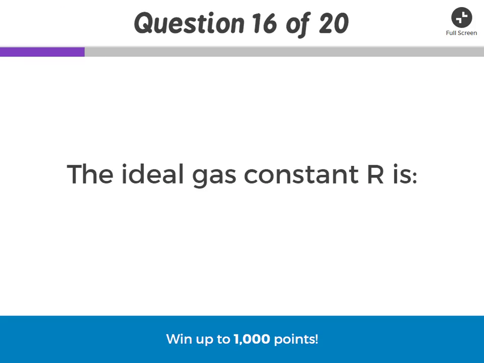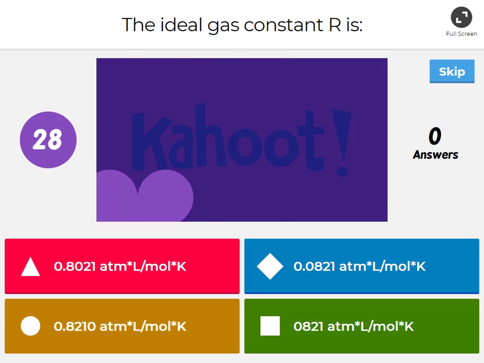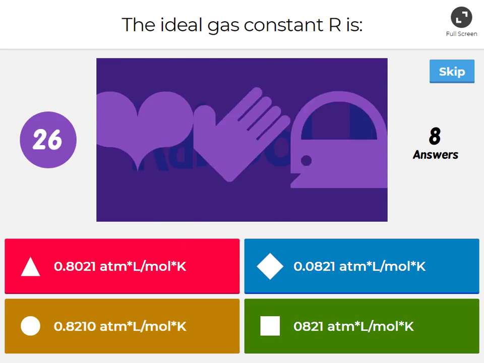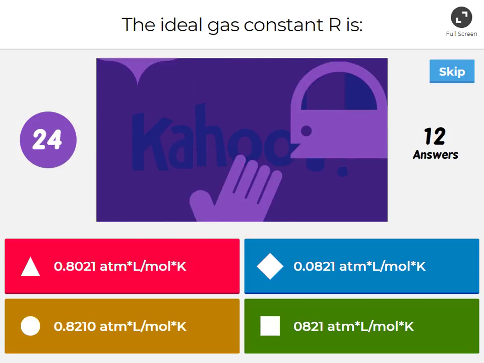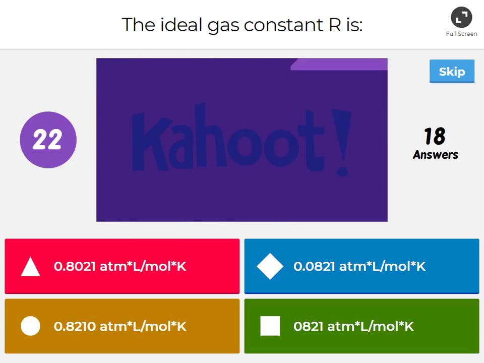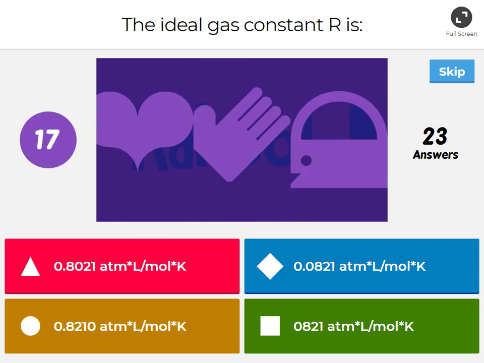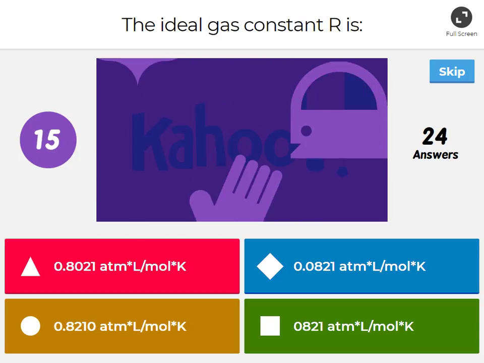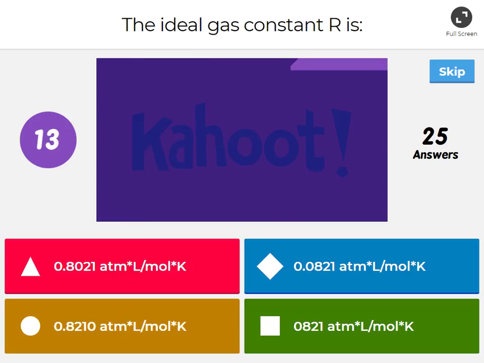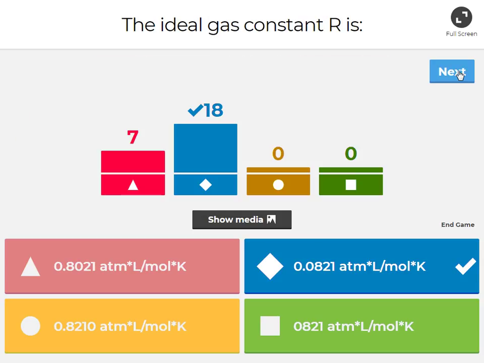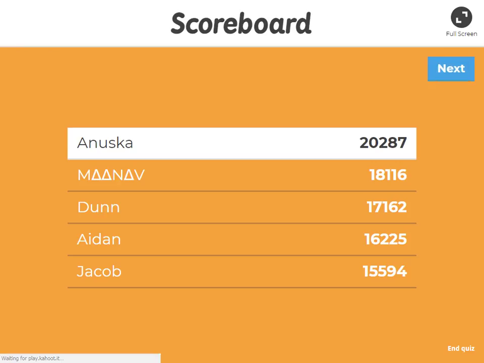The ideal gas constant R is? I don't know why I gave you 30 seconds for this one. I'll cut you off in 10. Five, 4, 3, 2, 1. Skipping you. All right, so good. You just have to look for the units to be correct and the numbers. 0.0821 atmosphere liters per mole K.